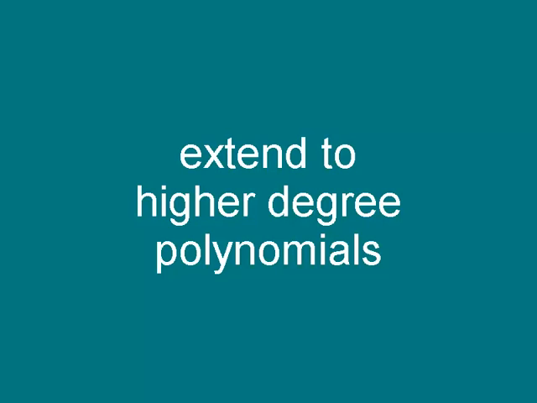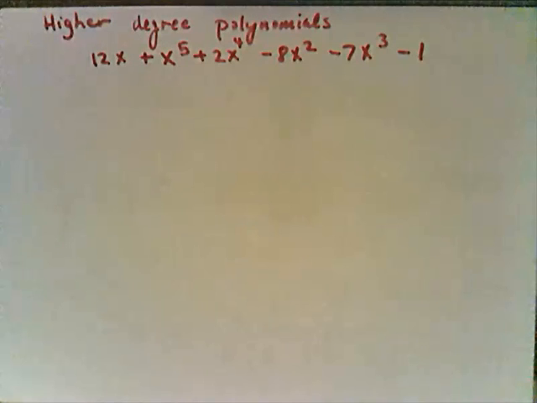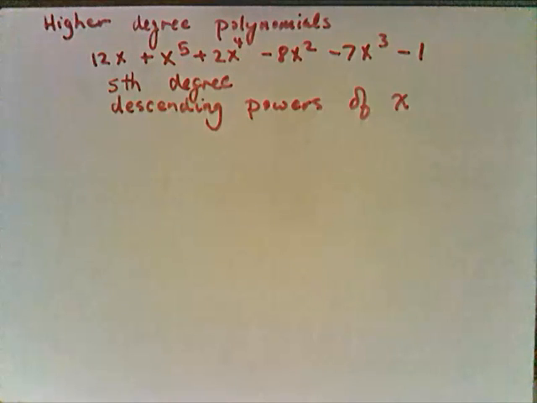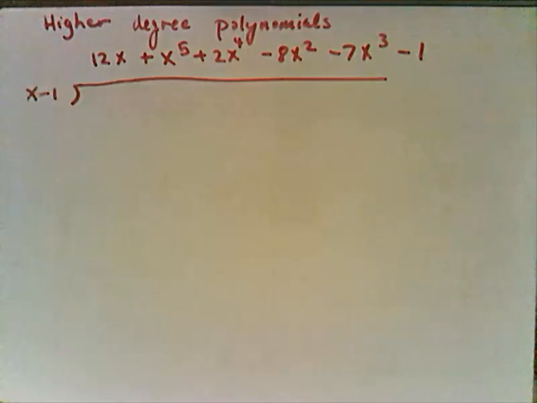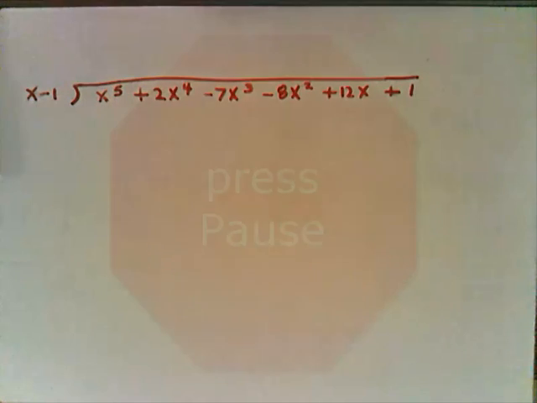Let's extend our technique to higher degree polynomials. Here is a fifth-degree polynomial written in a scrambled order. Rewrite our polynomial in descending powers of x. Our divisor is going to be x minus 1. Now I'm ready for long division.